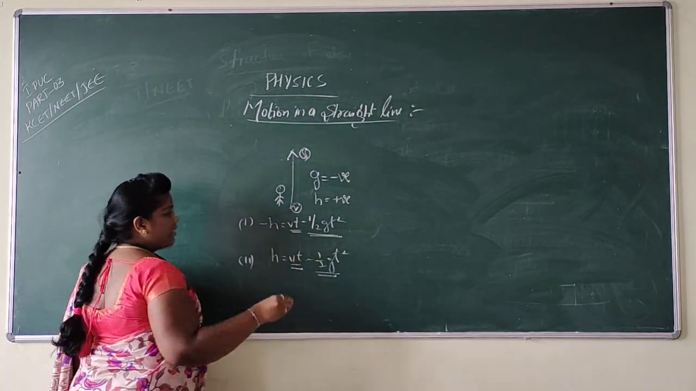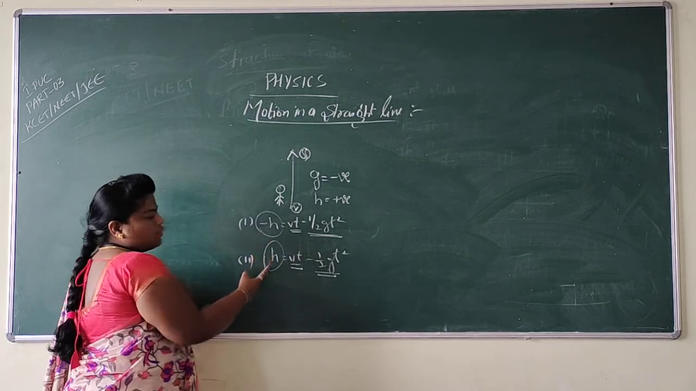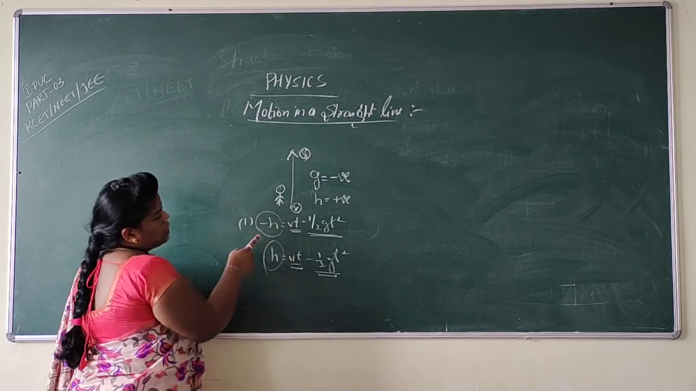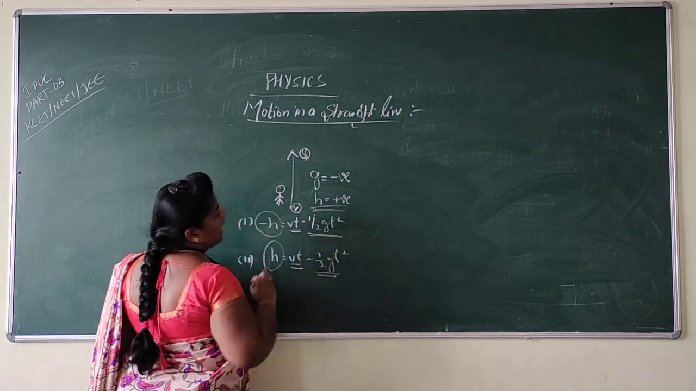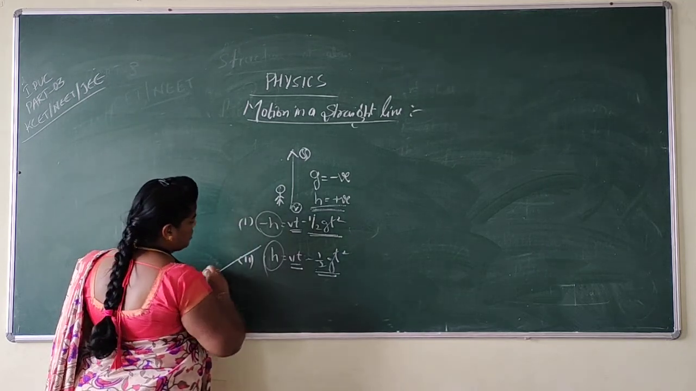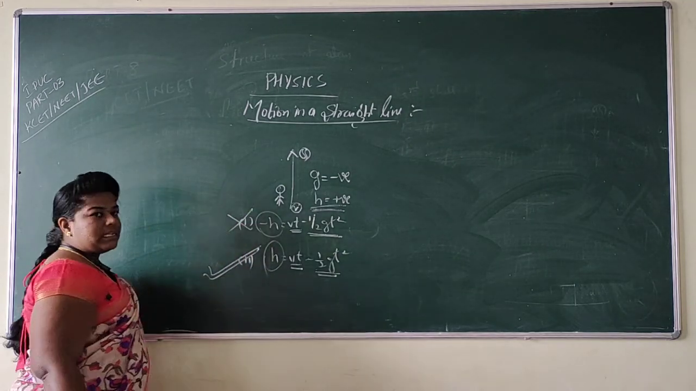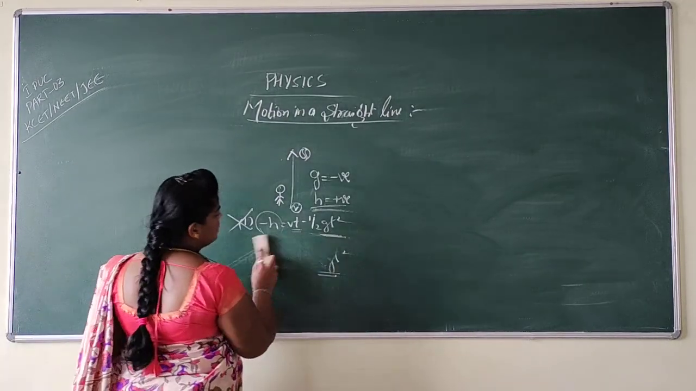Both are right. But now our part is to observe whether the height is negative or whether the height is positive. So here we are throwing it upwards. So for upward motion, height is positive. For the downward motion, height is negative. So option 2 is the right answer. Option 2 becomes the correct answer for question number 17.